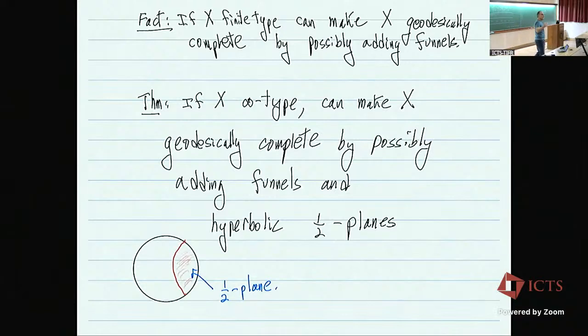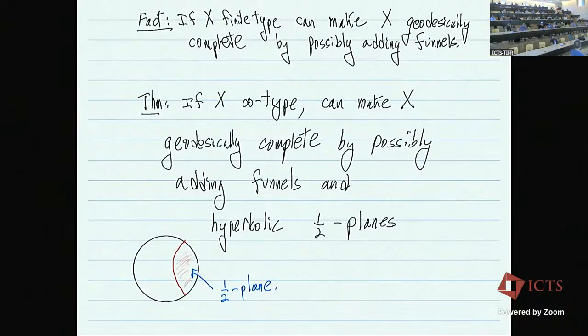And then you can ask the same question for infinite type. If I look at the convex core of the infinite type hyperbolic surface, what do I have to add to make it geodesically complete? Okay, so this is a theorem. If you have an infinite type surface, you can make it geodesically complete by adding funnels and possibly half planes to the convex core. Okay, so let me draw a picture because this is the new phenomenon that happens for infinite type surfaces.